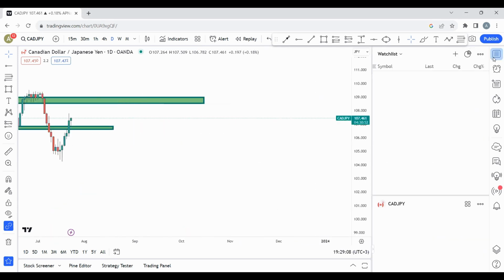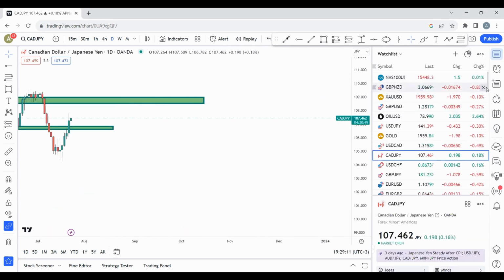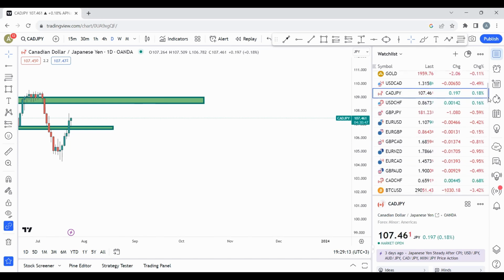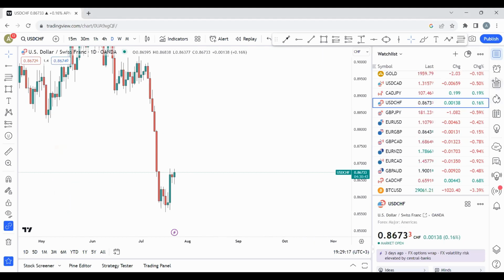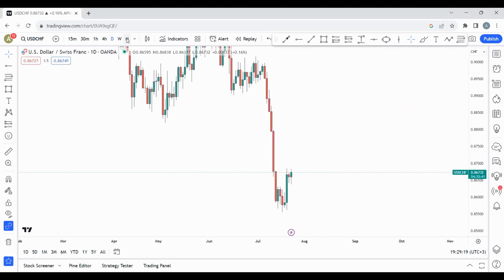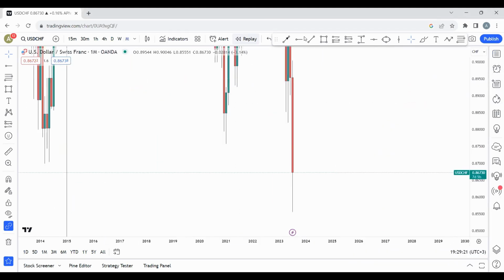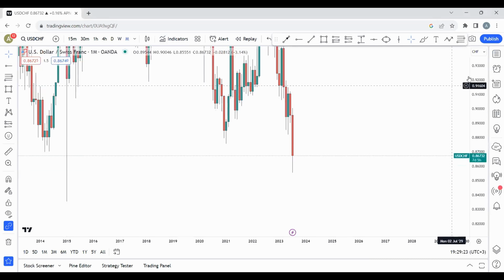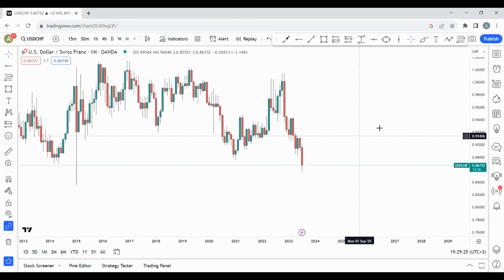So when you go down, let's try to take another one. Let's try to look at another example. Actually, let's just look at the USDCHF. Now, as usual, you start from the monthly time frame where you get your direction from. So I'm just going to bring it down.